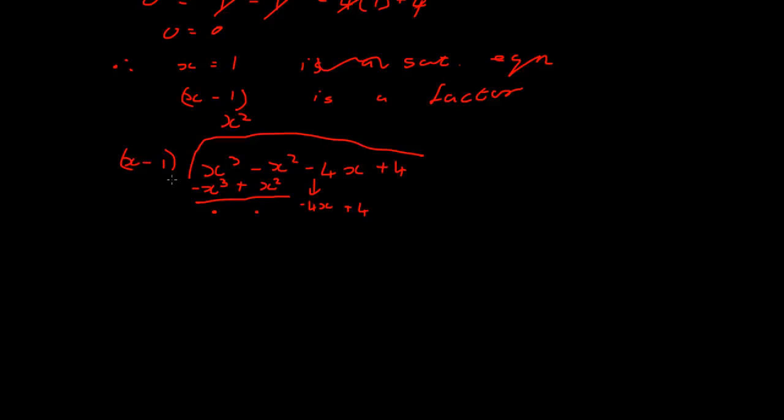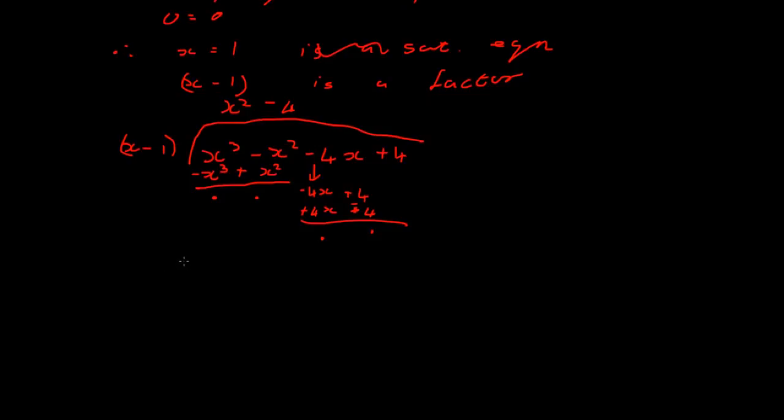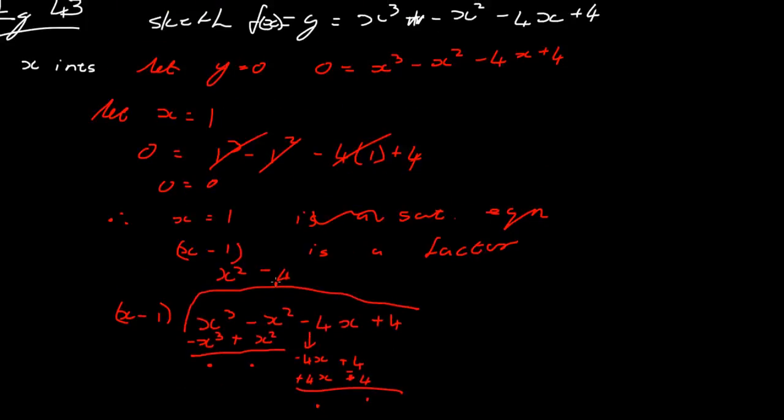So x goes into minus 4x, minus 4 times. Minus 4 times x is minus 4x. Minus 4 times negative 1 is plus 4. Swap the signs and add, and that gives 0 and 0. So we're done with the division. Our factors are x minus 1 and x squared minus 4 equals 0. But we're not done factorizing our equation yet.